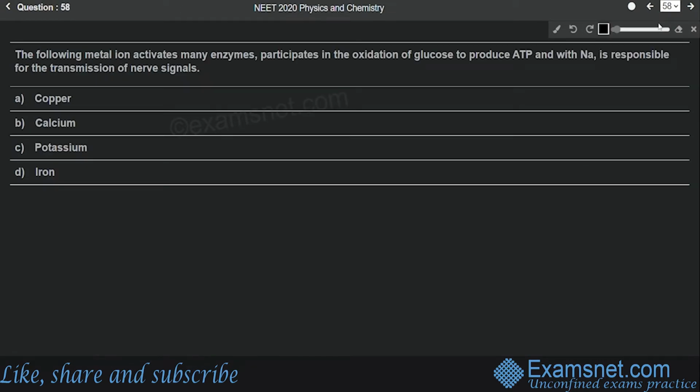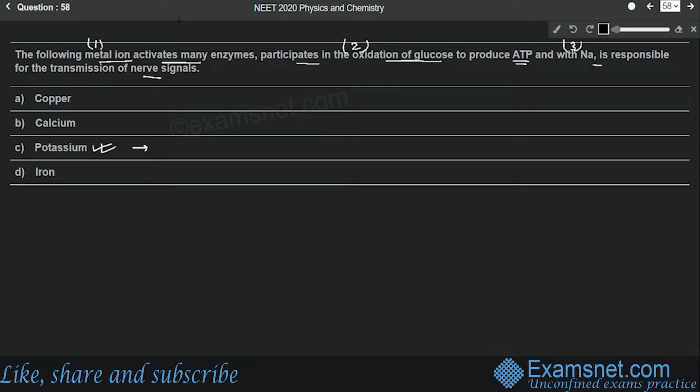Question number 58 is from the chapter S block elements, and the question is, the following metal ion activates many enzymes, participates in the oxidation of glucose to produce ATP, and with sodium is responsible for the transmission of nerve signals. So all these three functions, that means activation of enzymes, then oxidation of glucose to produce ATP, and transmission of nerve signals along with sodium ion, is the role of potassium ion. Okay, so option C will be the correct answer.